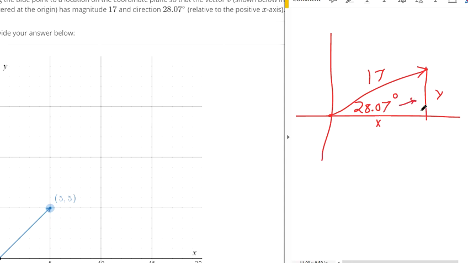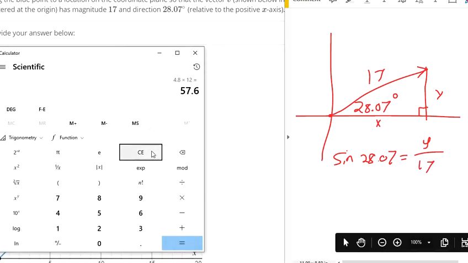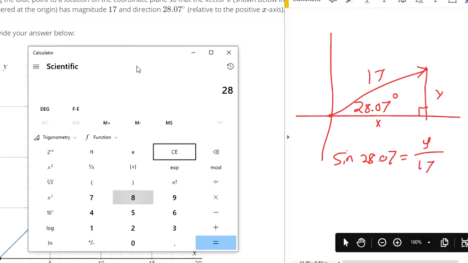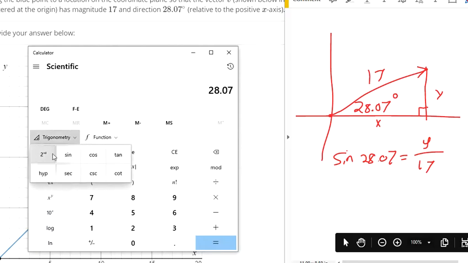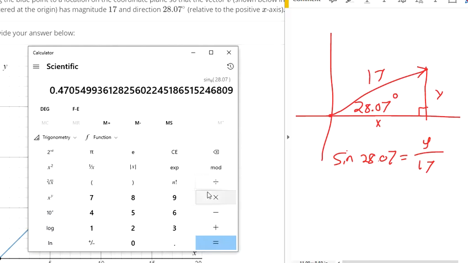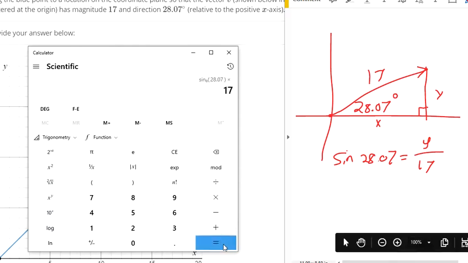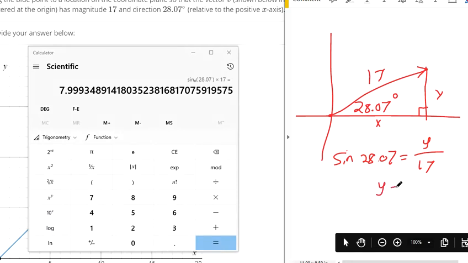The opposite, and then this would be the hypotenuse over here. So we got sine 28.07 equals the opposite divided by the hypotenuse. Calculator's in degrees, 28.07, sine. And then to solve that equation to get y by itself, I'm just going to multiply both sides by 17. So we get roughly 8, which is probably what Newton designed that problem to look like.